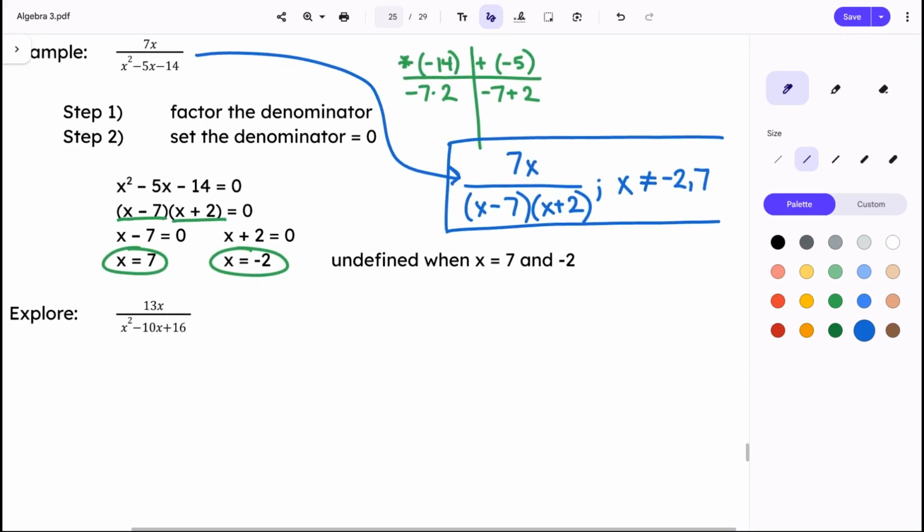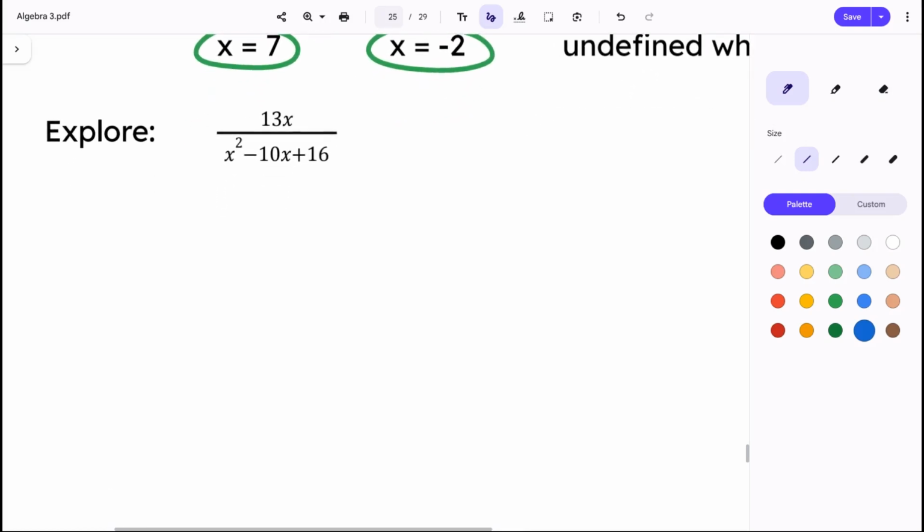Can we do anything with this numerator? Can you do anything with the 13x? No. Let's factor the bottom. Again, they kept it pretty simple for us. What are two numbers that would multiply to 16, add to negative 10?